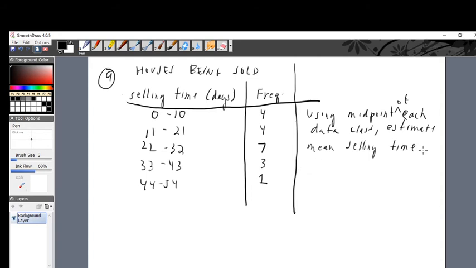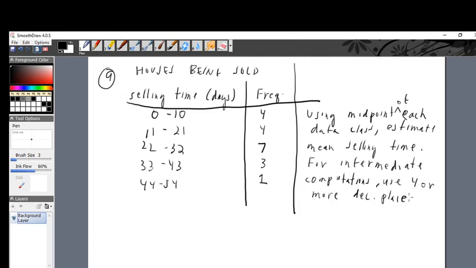Now that we have more details on how Alex wants us to treat this, for intermediate computations, which are before you get to the final answer, we're getting some instructions here. Use 4 or more decimal places. But for the final answer, round to 1 decimal place.